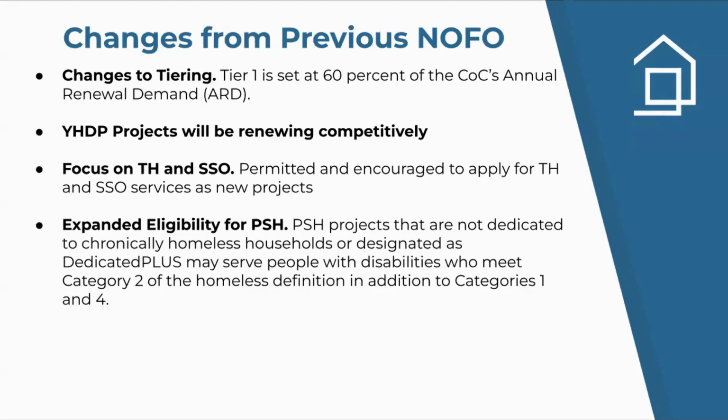Some changes from previous NOFOs. Tier 1, as I mentioned before, is at 60%. YHDP projects are also renewing competitively. YHDP is the Youth Homelessness Demonstration Program, and that is funding for all of our youth housing programs. This is the first year that they will be looped in with all of the other projects in the rank and review process. There's a big focus on transitional housing and supportive services only. This hasn't been the case in the past, so this is the first NOFO that we're able to apply for some of these things.